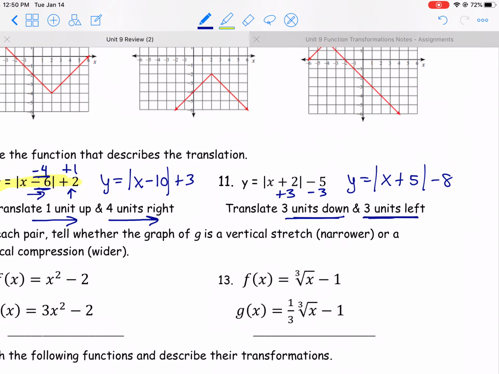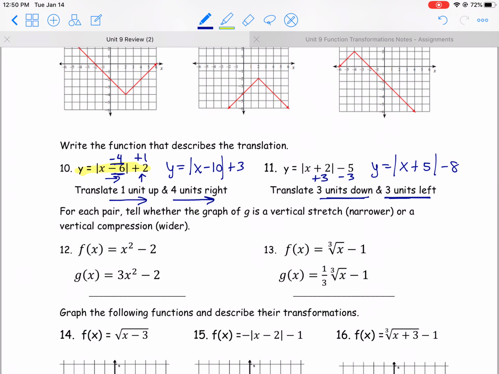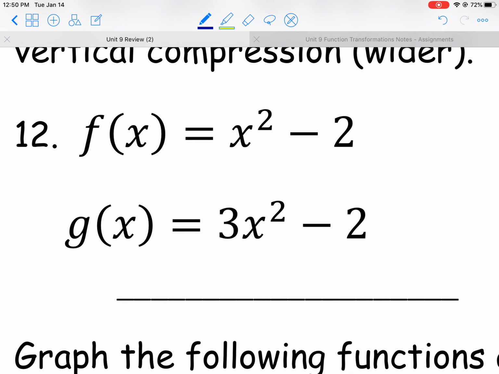Okay, 12 and 13 are kind of wordy, but actually quite easy. Essentially what they're saying is you have two functions here. They're almost identical, except g has been multiplied by something. So because of that multiplication there, is this a stretch or compress? And since 3 is greater than 1, this is stretch. That's all we need.